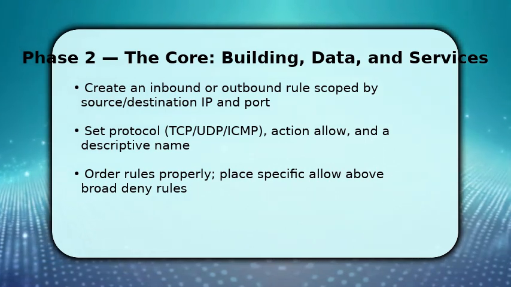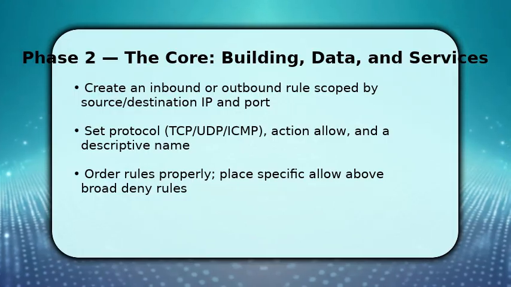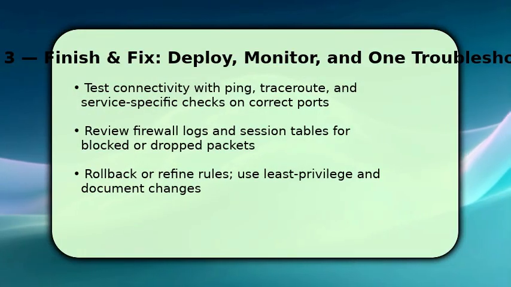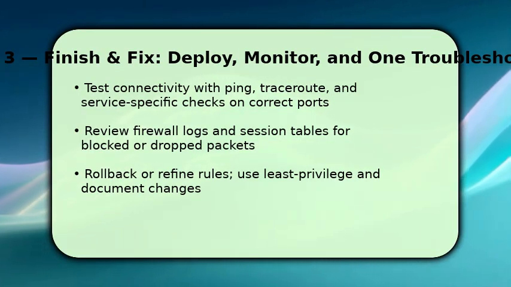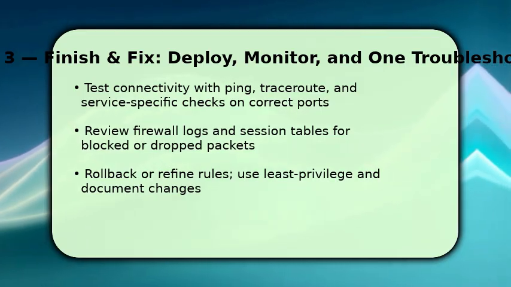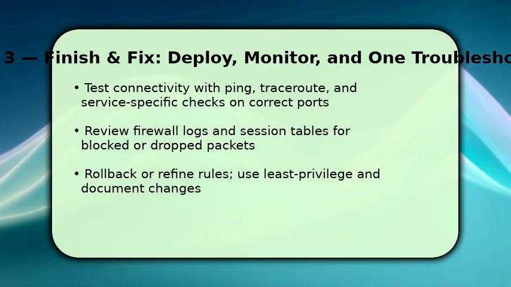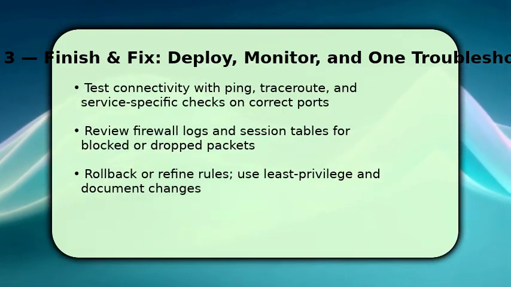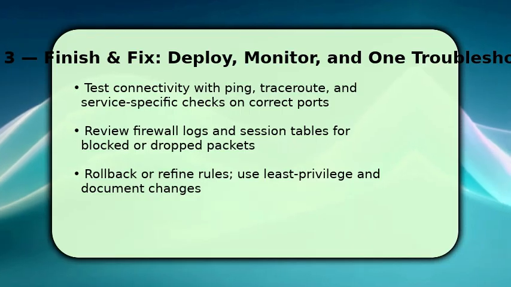You finish by validating connectivity, run ping, traceroute, and a service check to the target port. If traffic fails, inspect firewall logs and session tables to see blocked or dropped packets and check NAT or routing mismatches. Make targeted adjustments, narrow IP ranges or ports, rather than opening broad access.